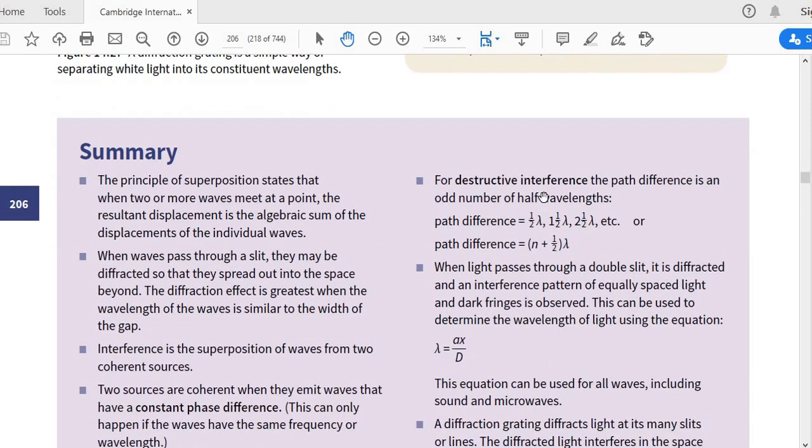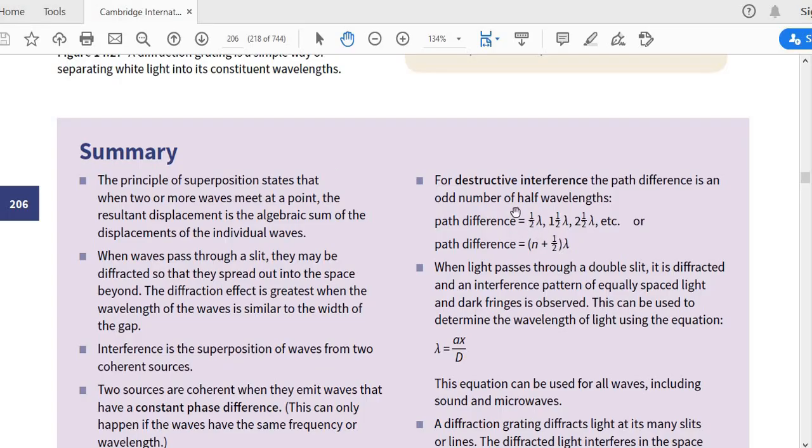For destructive interference, the path difference is an odd number of half wavelengths. So n can be 0. If it's 0, then half. If it's 1, 1.5, 2.5, like that. So one wave is 1.5, 2.5, 3.5 waves behind the other, or lagging behind the other.